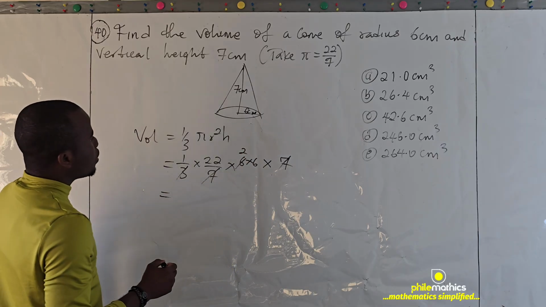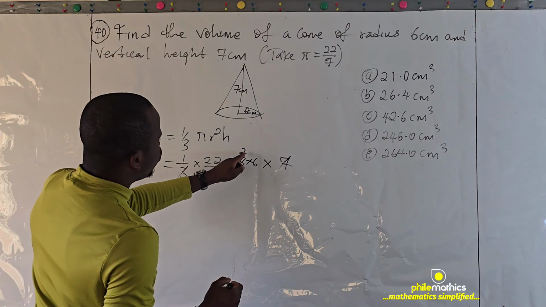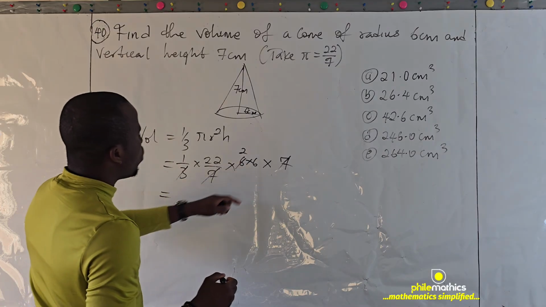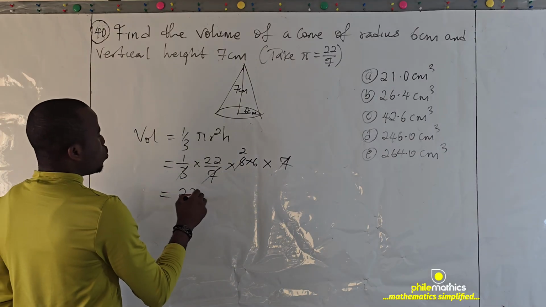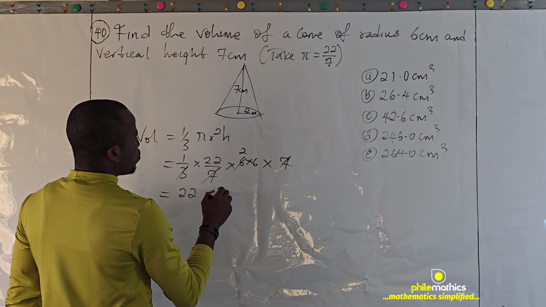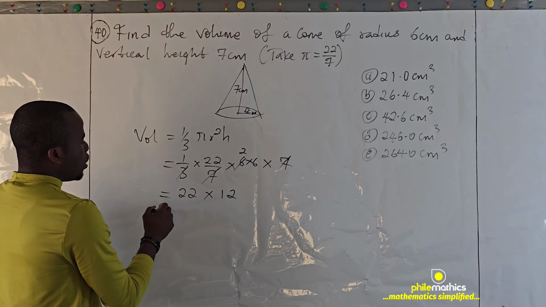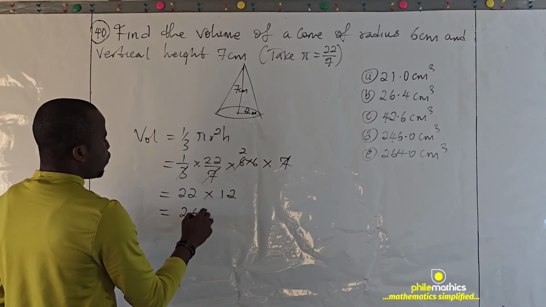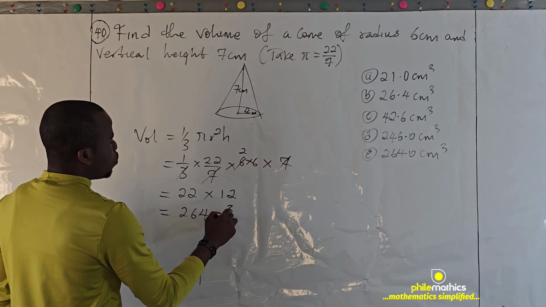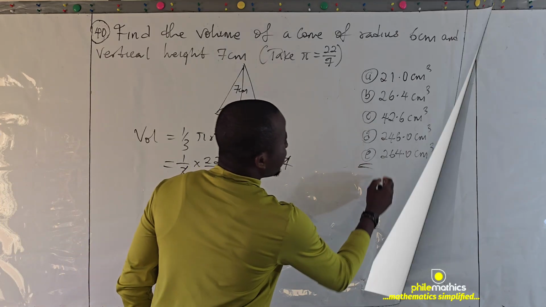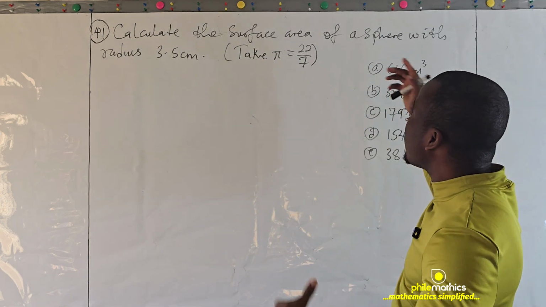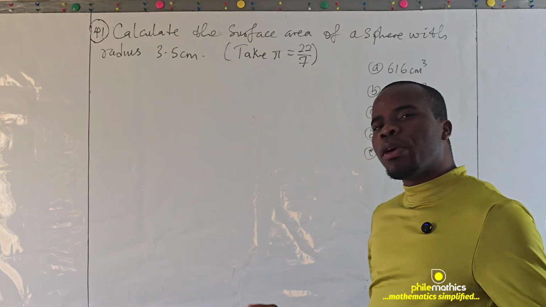And so this is 2 times 6, which is 12. This is 22 times 12, which is 264 centimeter cubed. And that's it.